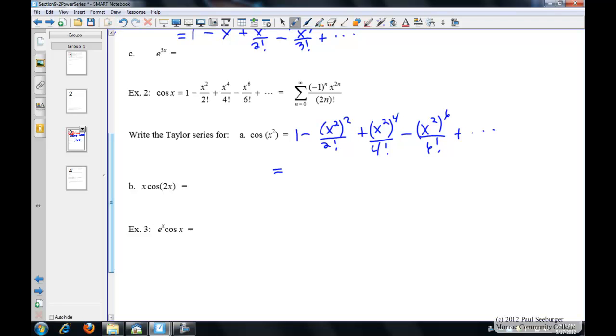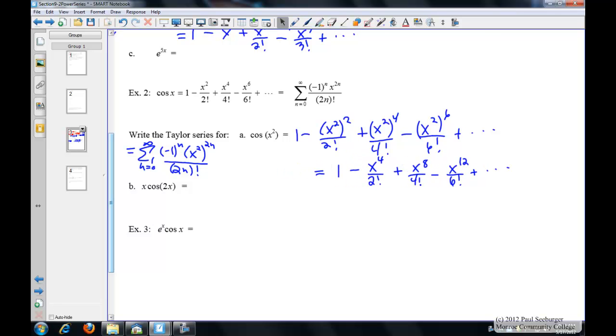Let's see, this one will simplify to 1 minus x to the 4th over 2 factorial plus x to the 8th over 4 factorial minus x to the 12th over 6 factorial plus ... All right, if we wanted to put this into the actual series here, let's see what that would be. We've got n equals 0 to infinity, and we've got negative 1 to the n. That's not going to change at all. The x is replaced with x squared, raised to the 2n, over 2n factorial.